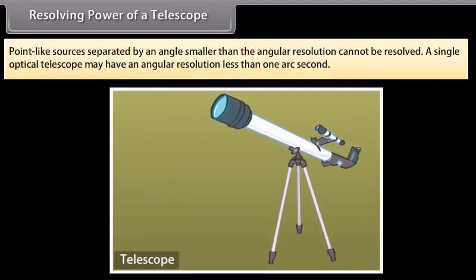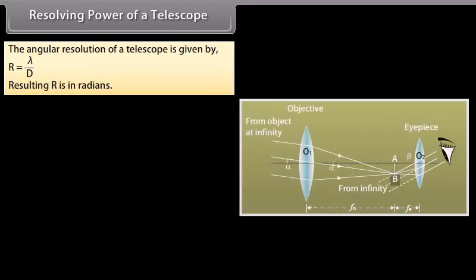Resolving power of a telescope. Point-like sources separated by an angle smaller than the angular resolution cannot be resolved. A single optical telescope may have an angular resolution less than 1 arc second. The angular resolution of a telescope is given by R = λ/D, where λ is the wavelength of the observed radiation and D is the diameter of the telescope's objective. The resulting R is in radians.